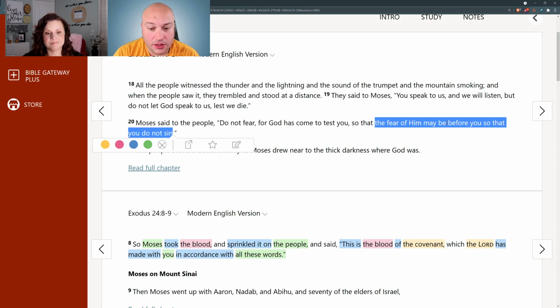Right? So we forget this idea of, why did Jesus have to die? He had to die because of our sins. Right? And so we shouldn't take sin so lightly.